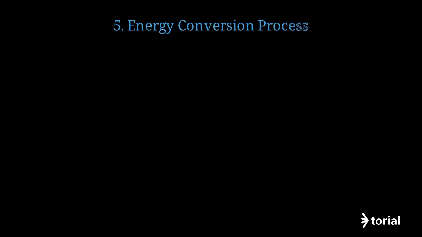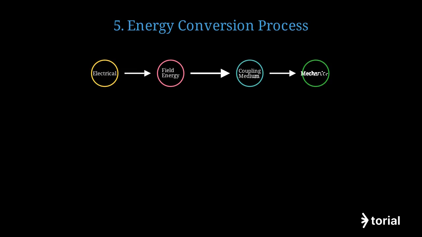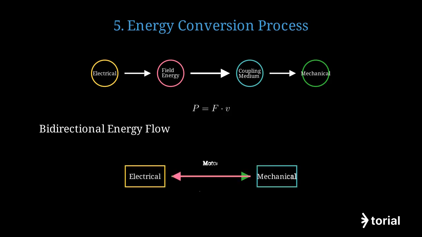Understanding how energy converts through these coupling media is essential. Electrical energy first converts to field energy stored in the coupling medium, then converts to mechanical energy through force generation. The mechanical power equals force times velocity, showing the rate of energy transfer. Both coupling media allow bidirectional energy flow, enabling both motor and generator action. In motor mode, energy flows from electrical to mechanical, while in generator mode, the flow reverses.